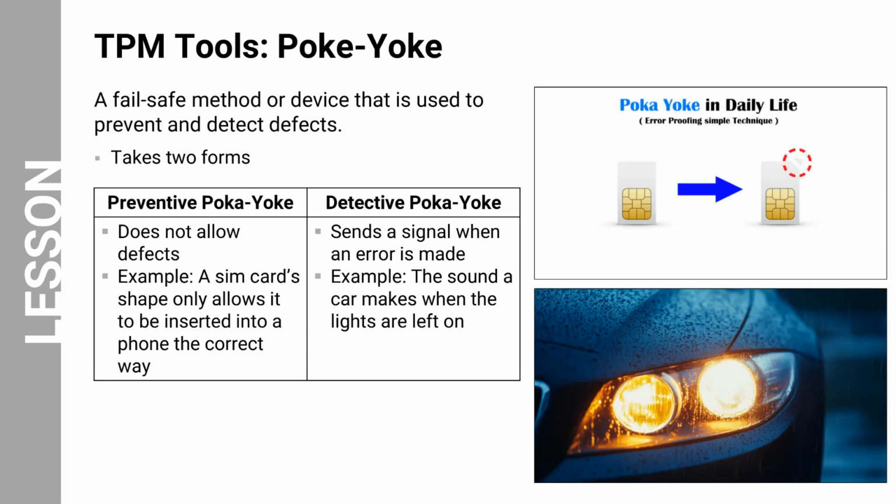The second tool used to implement TPM is Poka-Yoke. This is a fail-safe method or device used to prevent and detect defects. It takes two forms: preventive Poka-Yoke and detective Poka-Yoke. Preventive Poka-Yoke does not allow defects to occur in the first place. An example of preventive Poka-Yoke is a SIM card's shape that only allows it to be inserted into a phone the correct way. Detective Poka-Yoke sends a signal when an error is made. An example of detective Poka-Yoke is the sound a car makes when the lights are left on.